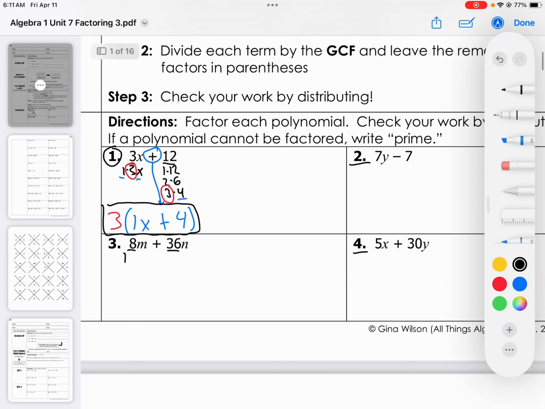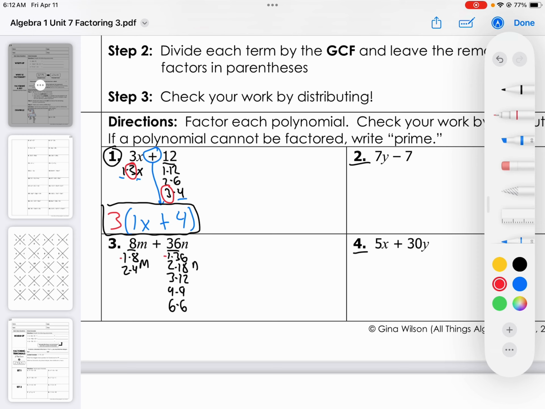8 is 1 times 8, or 2 times 4. 36 is 1 times 36, or 2 times 18, or 3 times 12, or 4 times 9, or 6 times 6. So 36 has a lot of different options. Okay. The 8m also has an m. The 36n also has an n. So now we're looking for the biggest thing that they have in common.